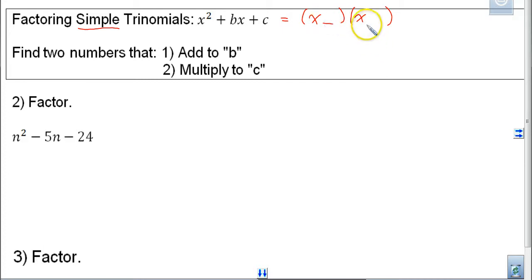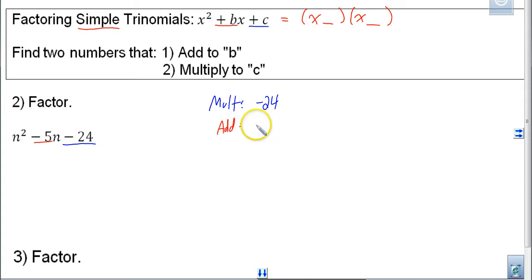Okay, so we have to just figure out what those numbers are going to be to go inside each binomial. So here's the trick that we use. Those two numbers have to add to b, b being the middle coefficient, and those two numbers must also multiply to c, which is the final term or the constant term. So as an example here, n squared minus 5n minus 24, I'll need two numbers that multiply to negative 24, and those two numbers must also add to negative 5.